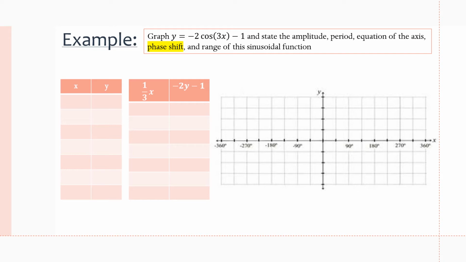So the question says graph y equals -2 cosine of 3x minus 1, and state the amplitude, period, equation of the axis, phase shift, which is a new term we haven't learned, but it just means the horizontal shift or horizontal translation, and range of this sinusoidal function. Okay, so let's use the table of values.